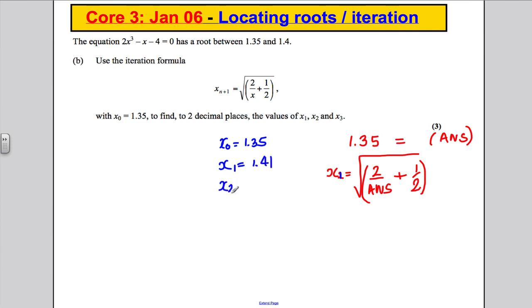Pressing equals again for x2, you would get 1.39. And pressing equals again for x3, you would get 1.39. Since the second decimal place is not moving, we have now found an answer, or what we think is an answer, at 1.39 to 2 decimal places.